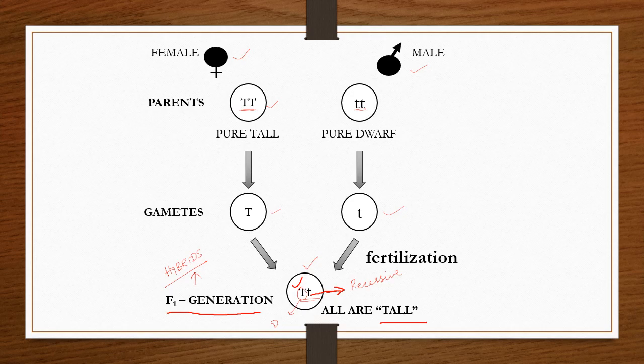In this inheritance of one gene, all F1 generation individuals are tall. 100% of the plants are tall. Which type of tall? Heterozygous, because in this F1 generation the genotype, the genetic composition, is capital T, small t, heterozygous individuals, whereas the parents are homozygous tall and homozygous recessive. The male is homozygous recessive and the female is homozygous dominant. But the F1 individuals are heterozygous tall. That means this individual consists of the genotype of both the parents. Hence, these F1 generation individuals are also called hybrids.